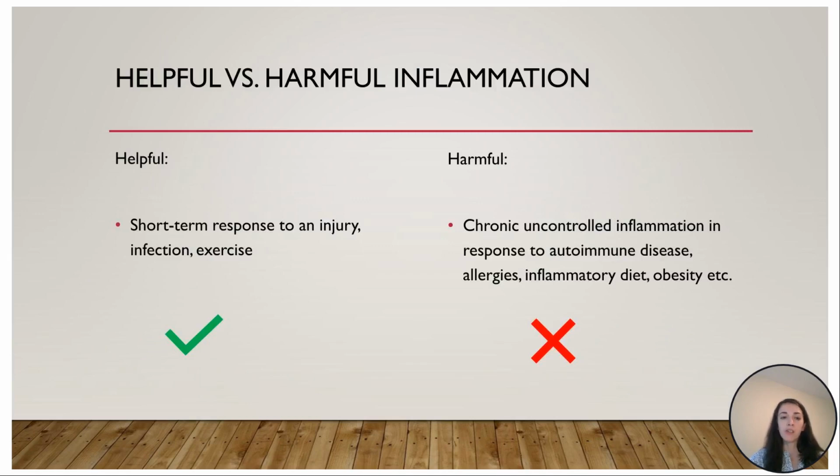But one thing that's important to know about is really when does it become harmful? Because we certainly do want our immune system mounting these responses in response to an injury or an infection or even to exercise in the short term. But if it's long-term inflammation, not controlled, and if it's not really there for a good reason, like in autoimmune disease, your body's attacking itself. Allergies, you are hyperreactive to certain things that are not truly a threat. And then lifestyle stuff like an inflammatory diet can contribute to harmful inflammation.